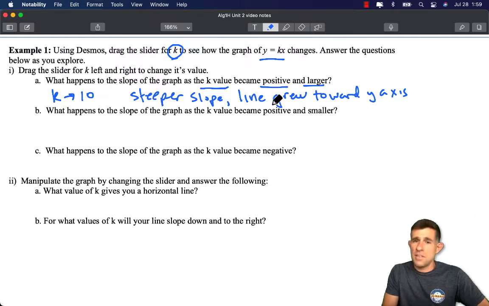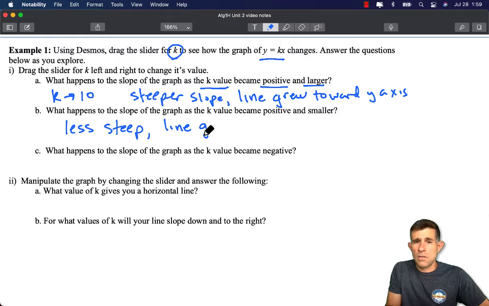And our line got steeper, the line grew towards the y-axis. Yeah, those are a good little summary here. And what happens to the slope as the k value became positive and smaller? Well, now it was going to become less steep of a line, and our line grew towards the x-axis.